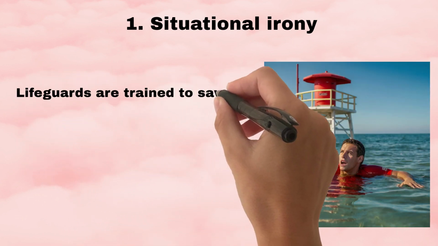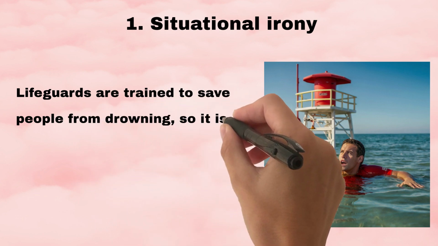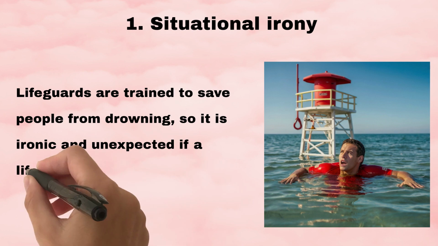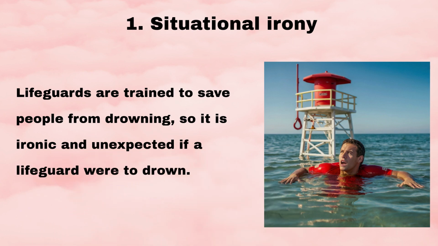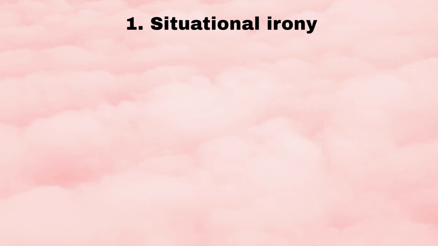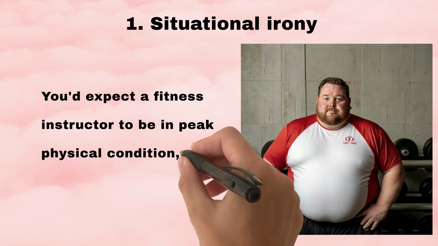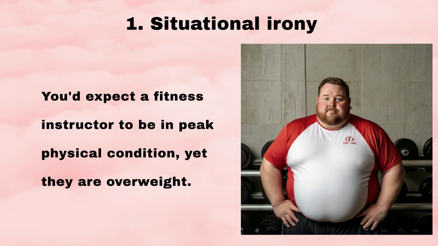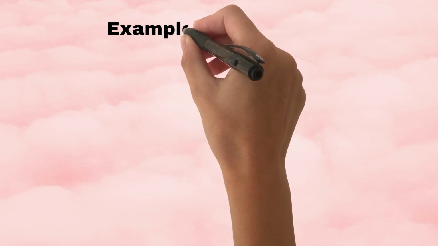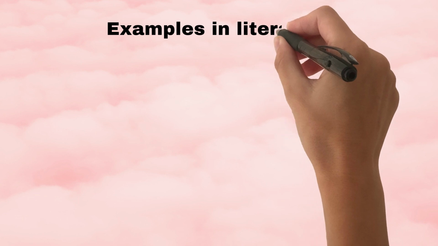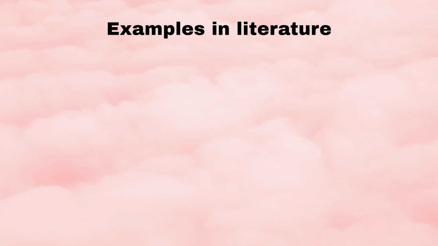Lifeguards are trained to save people from drowning, so it is ironic and unexpected if a lifeguard were to drown. You'd expect a fitness instructor to be in peak physical condition, yet they're overweight. Now, let's discuss the examples of situational irony in literature.